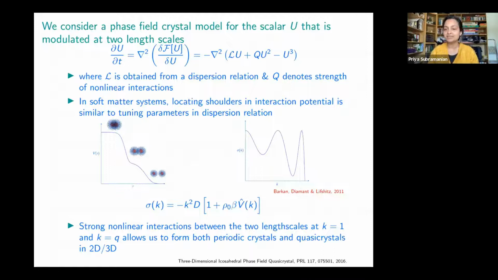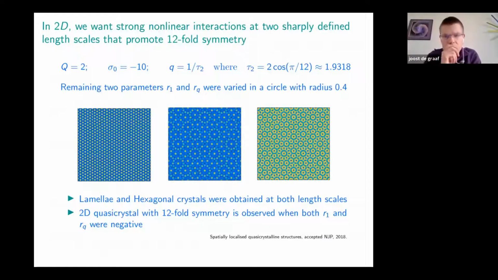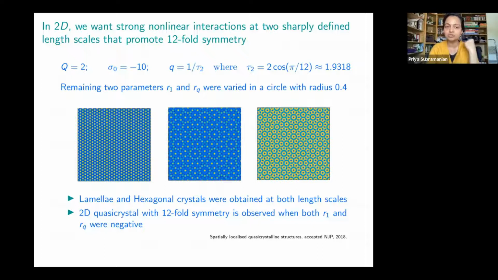So with this same model, we can explore potentially in 2 and 3 dimensions, all of this pattern forming crystal and quasicrystal structures. So in 2D, we choose a nominal nonlinear coefficient ratio of capital Q equals 2, and we imprint that we want to form dodecagonal quasicrystals.